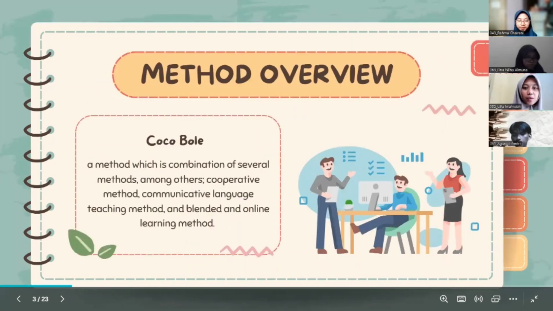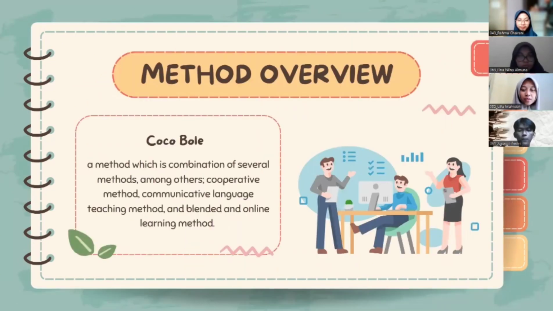Okay, now we will explain the meaning of Kokobol. Kokobol is an abbreviation of three English teaching methods. For the first, co means cooperative method, second, co means communicative language teaching method, and BOL means blended and online learning method. So we are combining several of the teaching speaking English methods in senior high school.